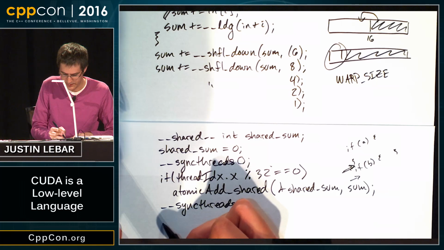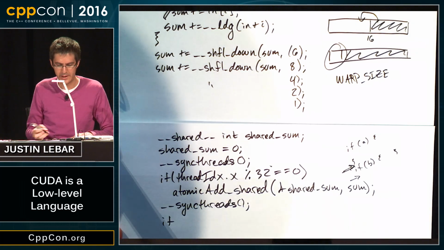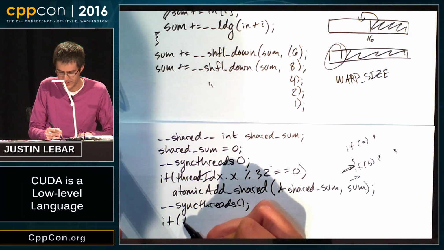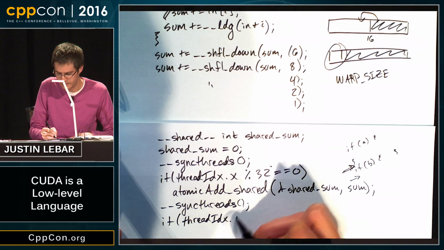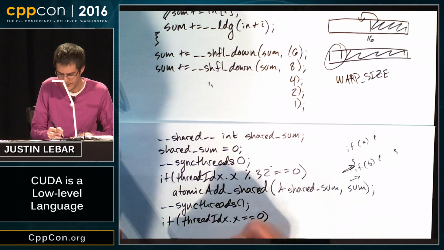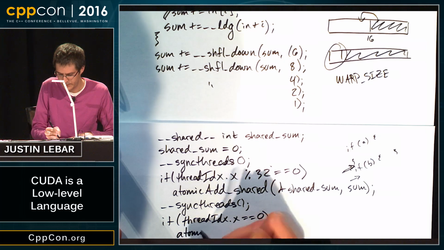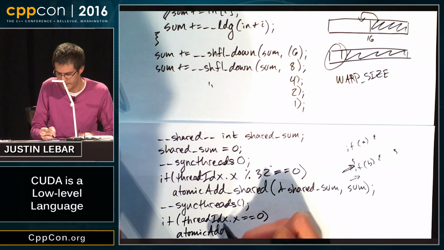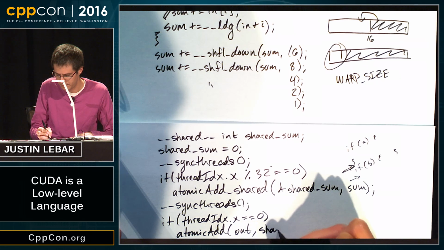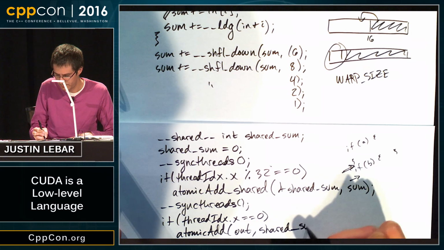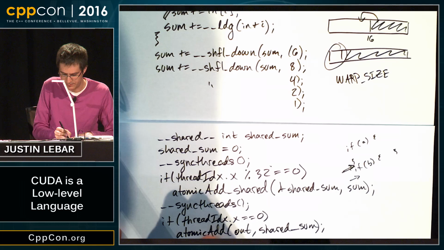So we just say, we can now pick any thread inside of the block, but I'll just pick thread 0 inside of the block. And we just do an atomic add into out. And that's it. We're done.